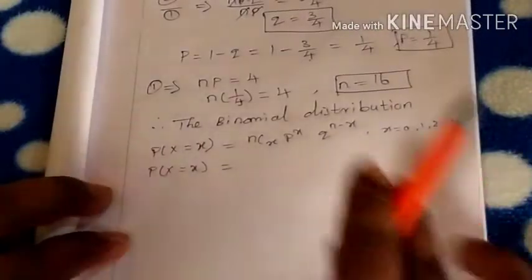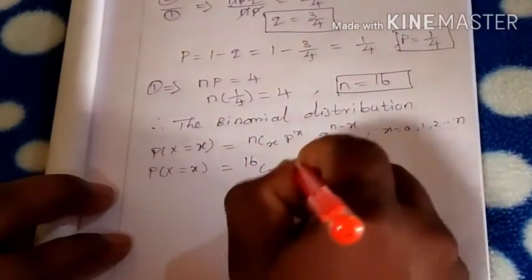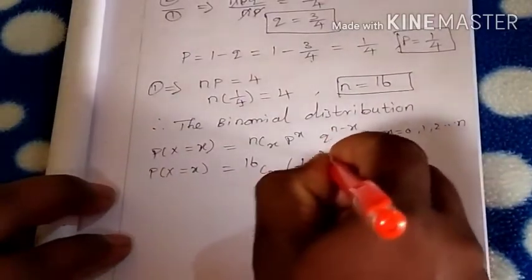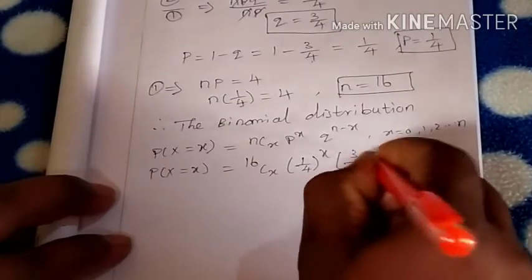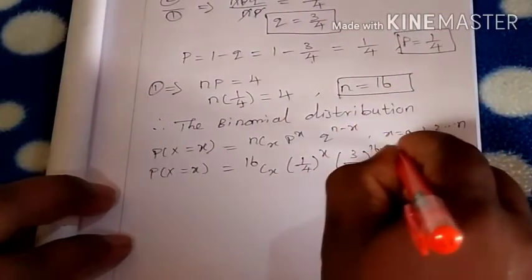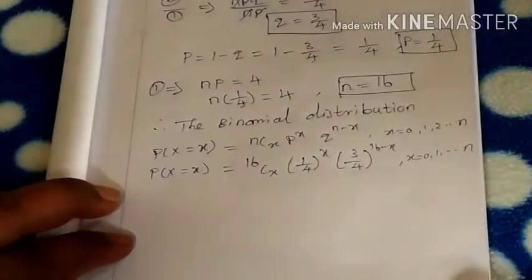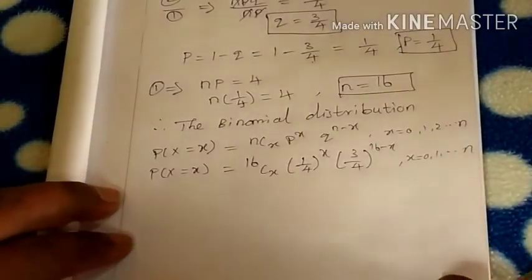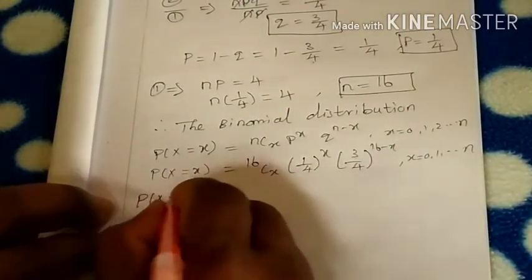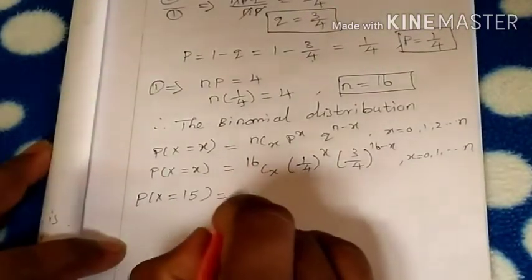Okay, P(X = x) is equal to 16Cx, p is equal to 1 by 4 power x, q is equal to 3 by 4 power 16 minus x, where x is equal to 0, 1 and so on up to n. This is your general form. That's all, the first answer. Then also find P(X = 15). So now we want to find P(X = 15).